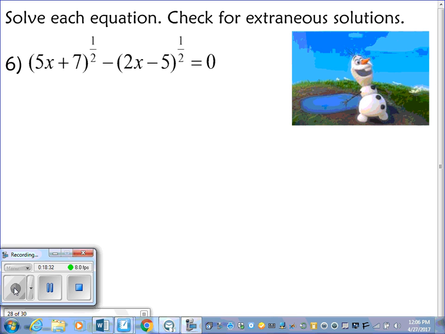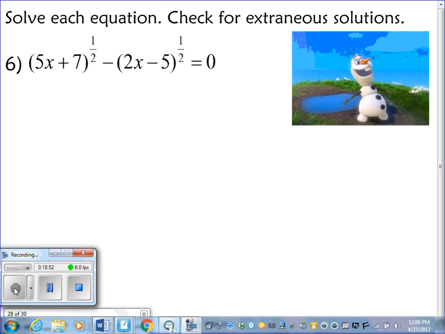So number 6 looks kind of like our last problem, right? Like 1/2 power is the same thing as a radical, right? Okay. But they're on the same side of the equation right now. Could I actually put them together? Are they the same?